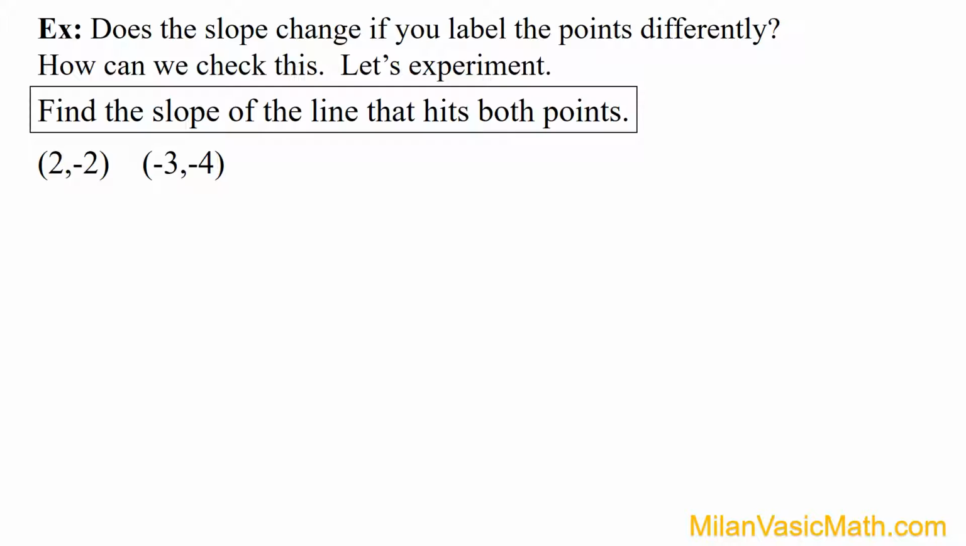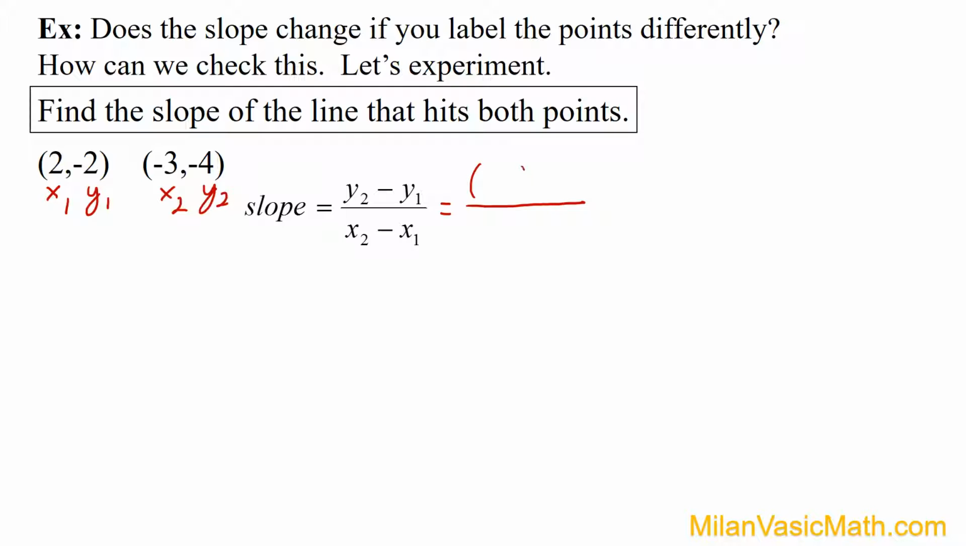Does the slope change if you label the points differently? So we're going to experiment with the points (2, -2) and (-3, -4). Just like before, I'm going to label them. I'm going to call it x1, y1, x2, y2. It takes a little bit of practice to learn that subscript. All right, so do my setup. I have to start with y2 minus y1. So I'm going in this direction.